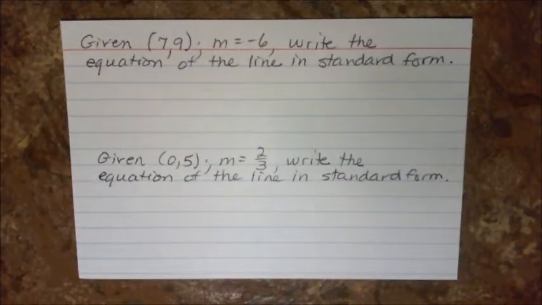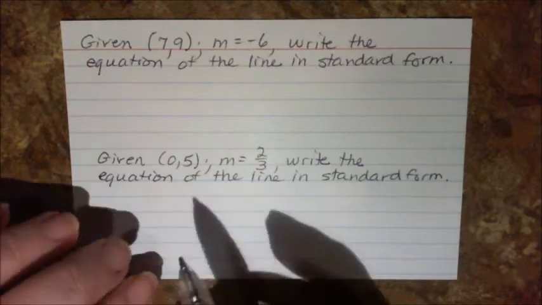Alright, here's a new set of instructions here. Let's see what we're to do here. Given (9, 7) and m equal -6, write the equation of the line in standard form. So we're to write an equation and we're given certain information. So let's notice what we were given.